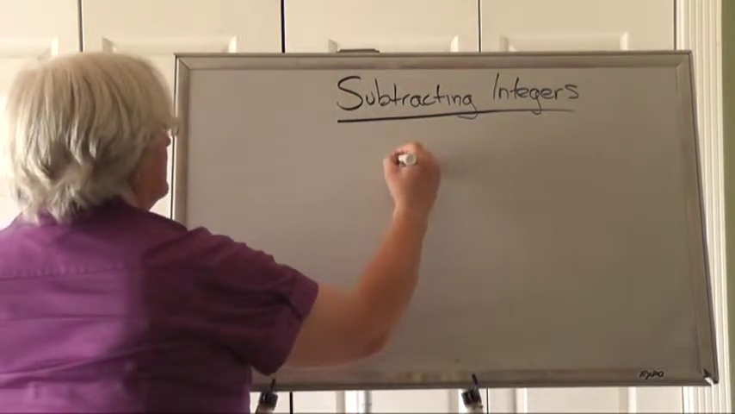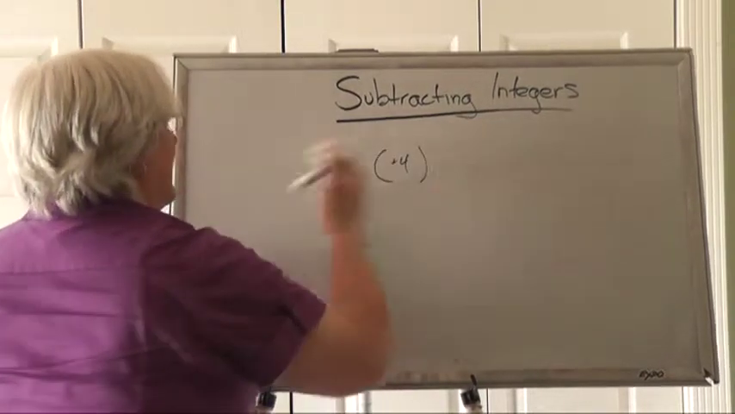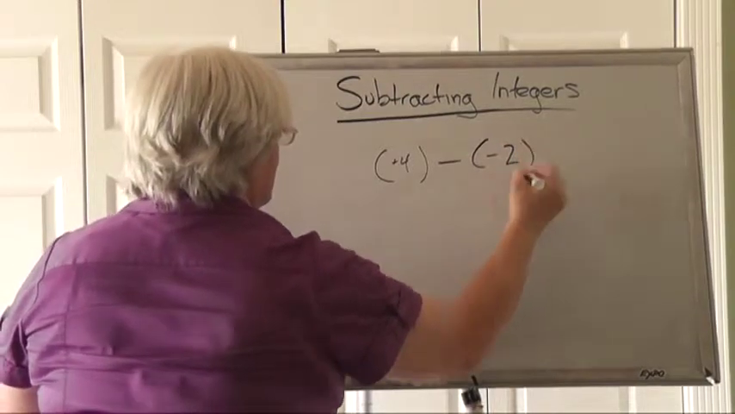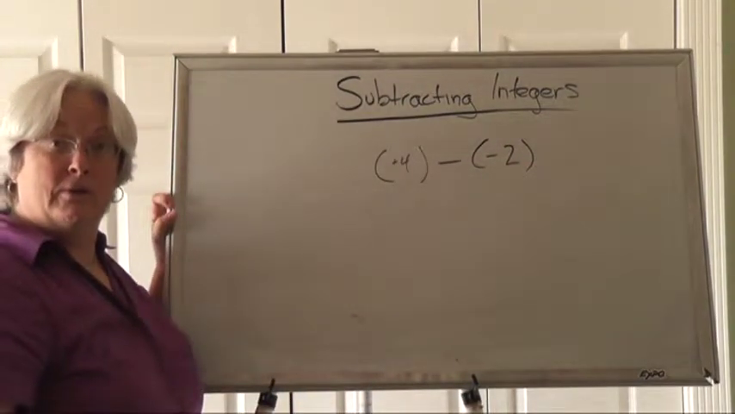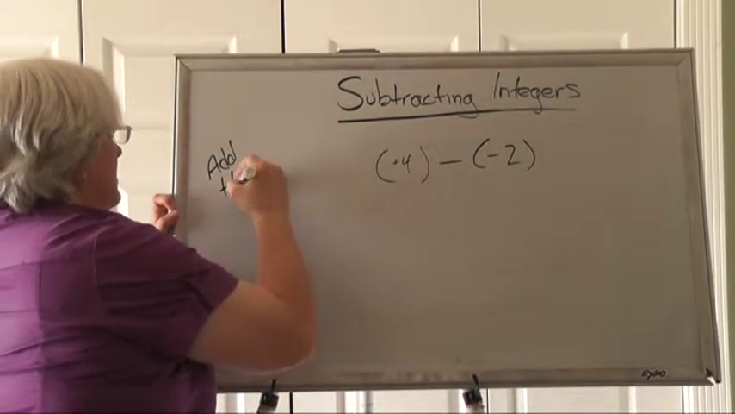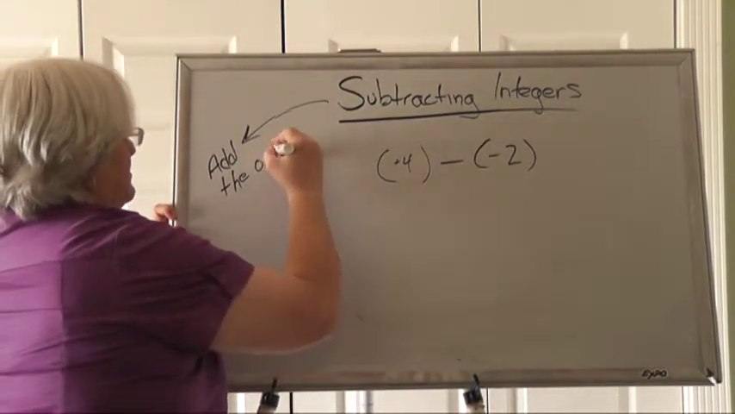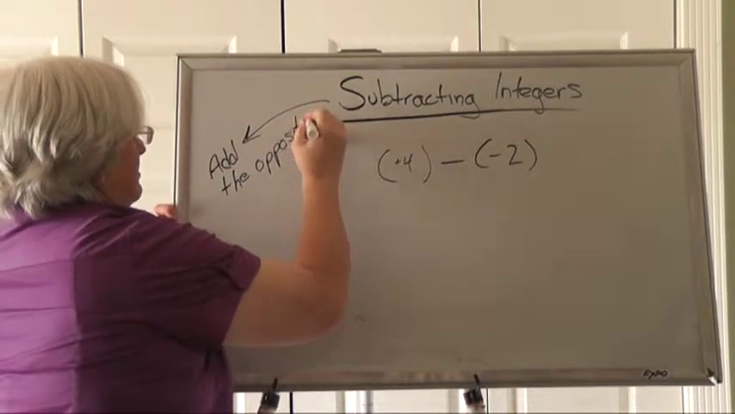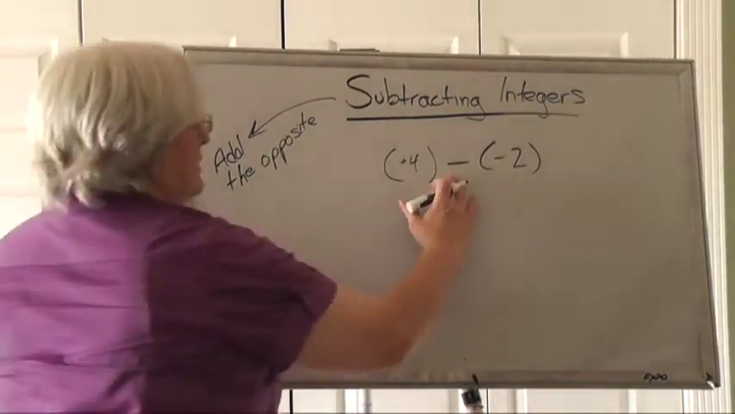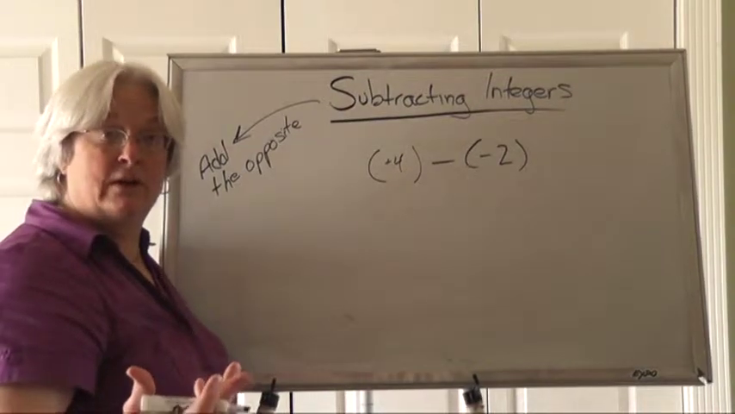If we have a positive 4 and we want to subtract a negative 2. Let's remember, what are we going to do when we subtract a number? We add. When we're subtracting integers, we're going to add the opposite. In other words, you're really only going to think about this when you're working with negative numbers, with signed numbers. So here this says subtract a negative 2. What's the opposite of negative 2?